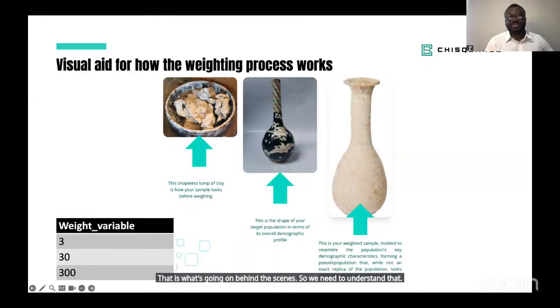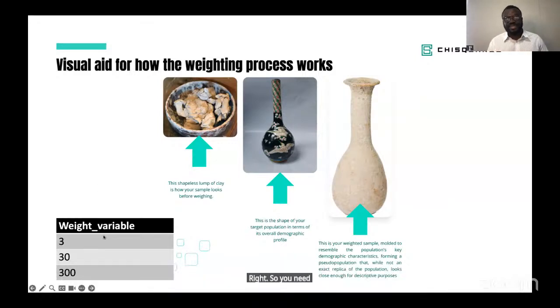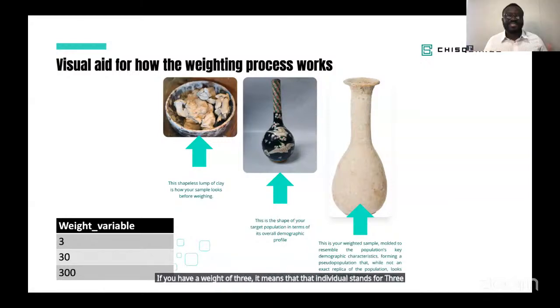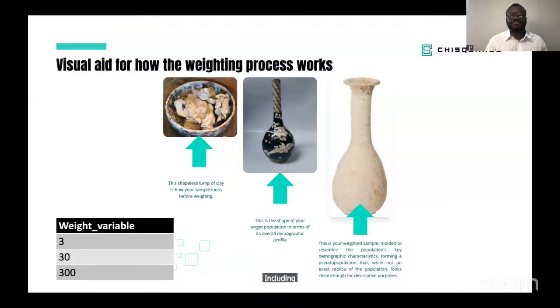So both IPW and non-response weights will create a new variable in your data set, right? So you need to understand intuitively what those values mean. If you have a weight of 3, it means that that individual stands for 3 people like himself or herself, right? So that means they stand for themselves and 2 other people. A weight of 30 means that the individual stands for 30 people, including themselves. A weight of 300 means the individual stands for 300 people.